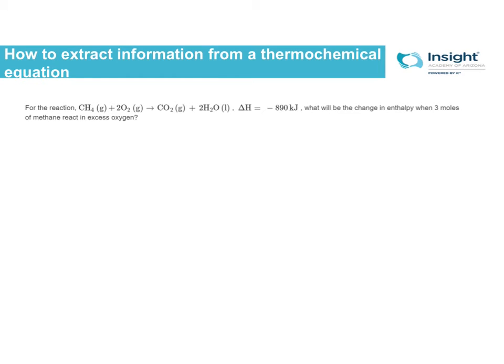So an example of a problem you might see related to something like this is for the reaction CH4 plus 2 O2, so methane plus 2 oxygens, yields carbon dioxide and 2 waters. What will be the change in enthalpy when 3 moles of methane react in excess oxygen? Alright, that's where remembering that this delta H is given to us. This is negative 890 kilojoules given off per mole. Alright, so this would be how much is given off for 1 mole of CH4.